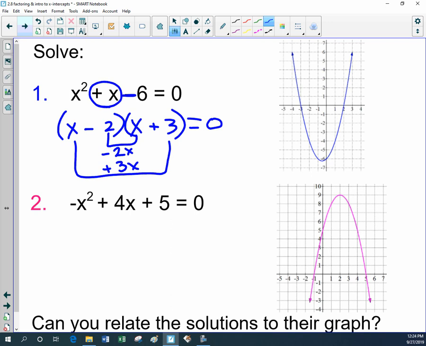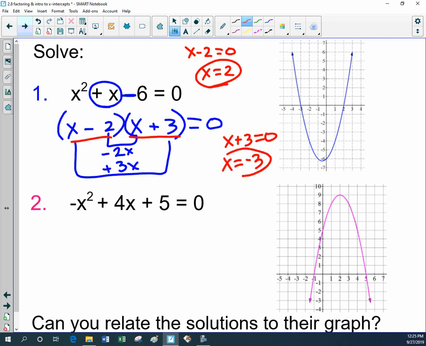Okay, now solve it. So when you solve it, you would have x minus 2. So we're setting x minus 2 equal to 0. So that gives me x equals positive 2. Set x plus 3 equal to 0. And I get x equals negative 3.